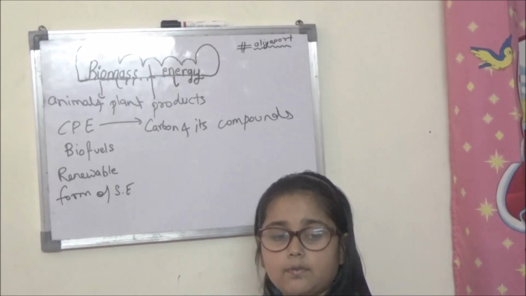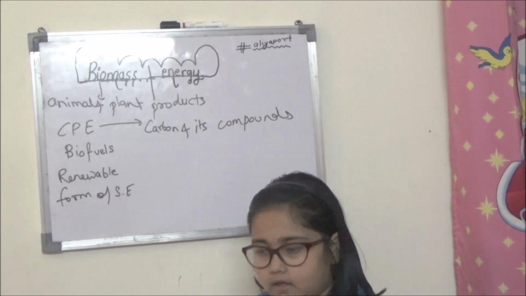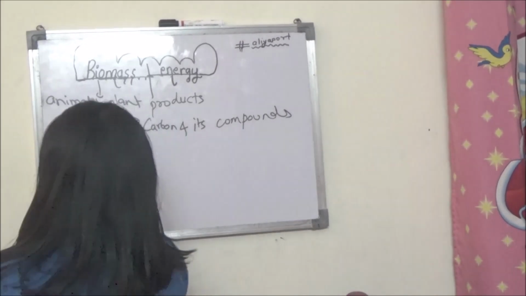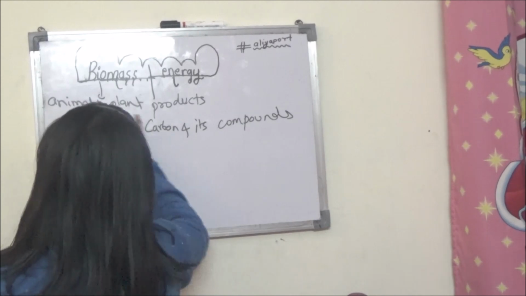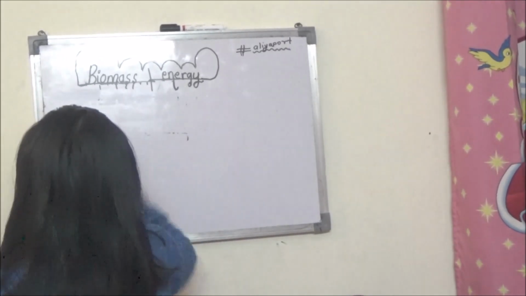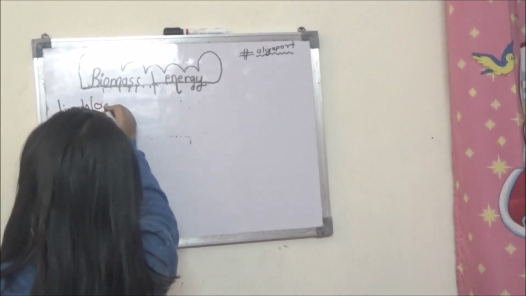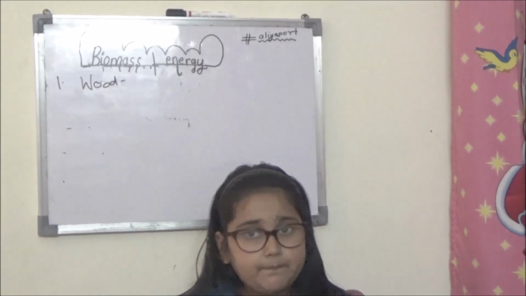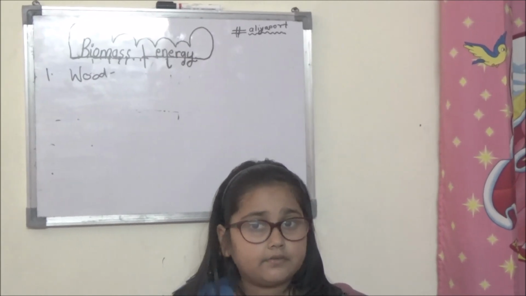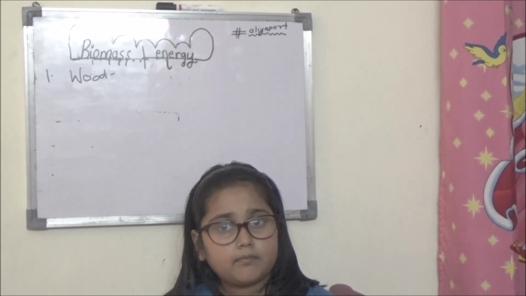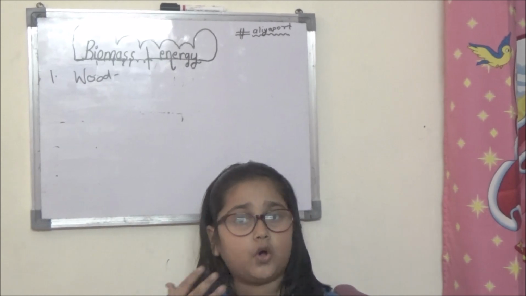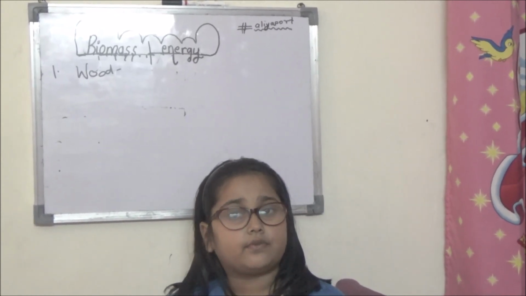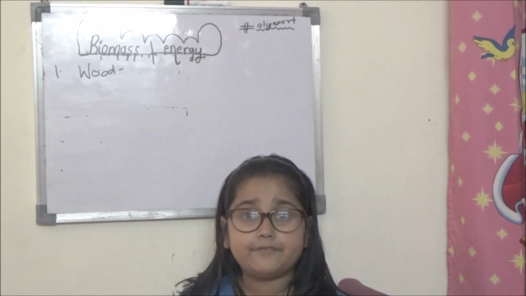So now let's talk about some of the biofuels. Our first biofuel is wood. What happens in wood? We burn wood. When we burn it, it produces heat. But with heat, it produces a lot of smoke. And we know that wood has a low calorific value. So wood is not a very efficient fuel.